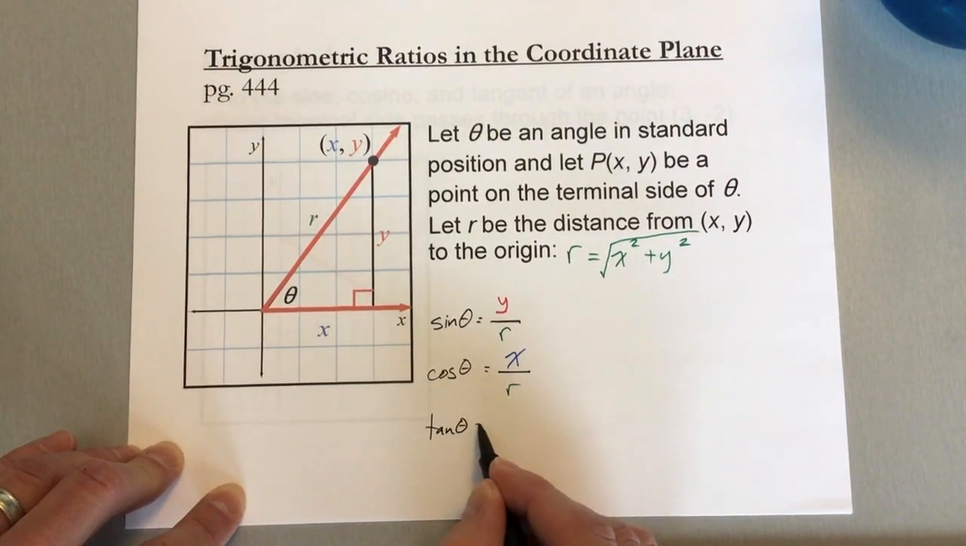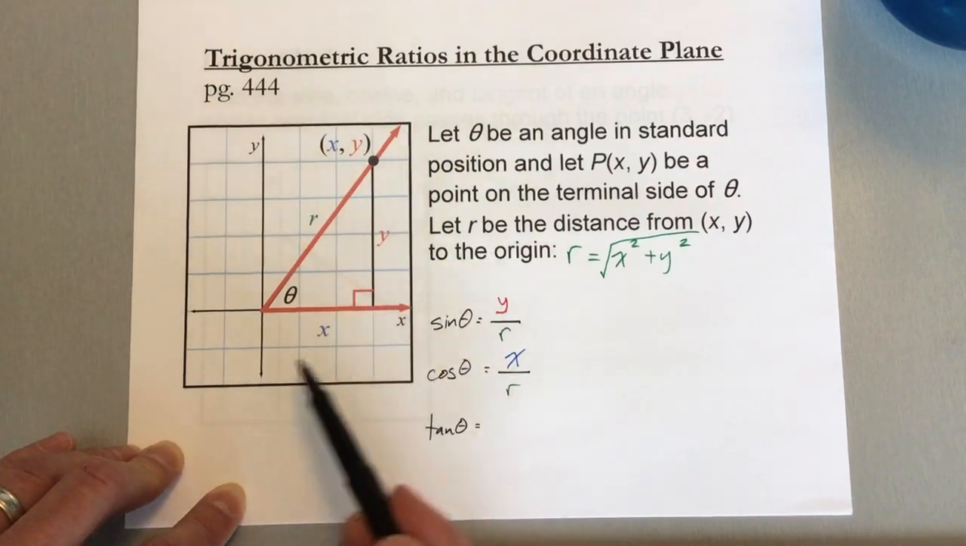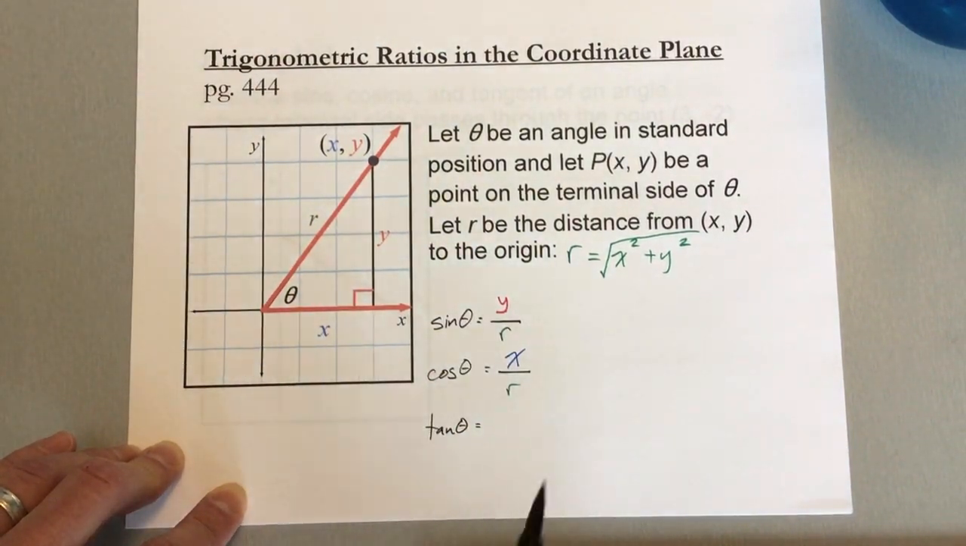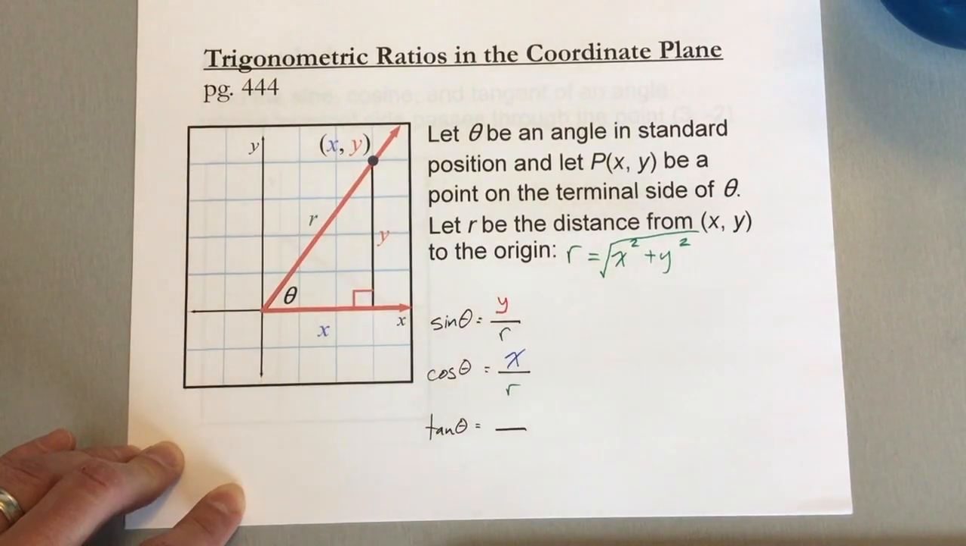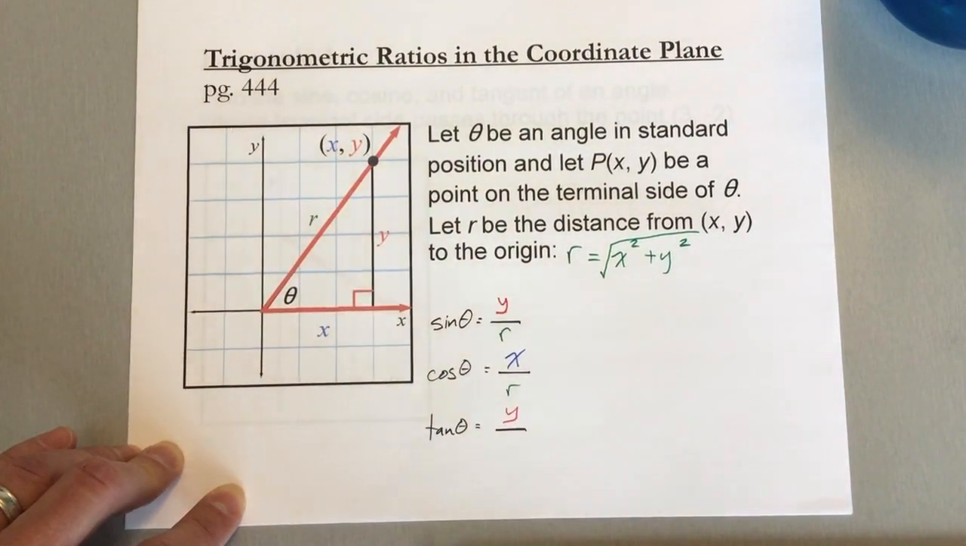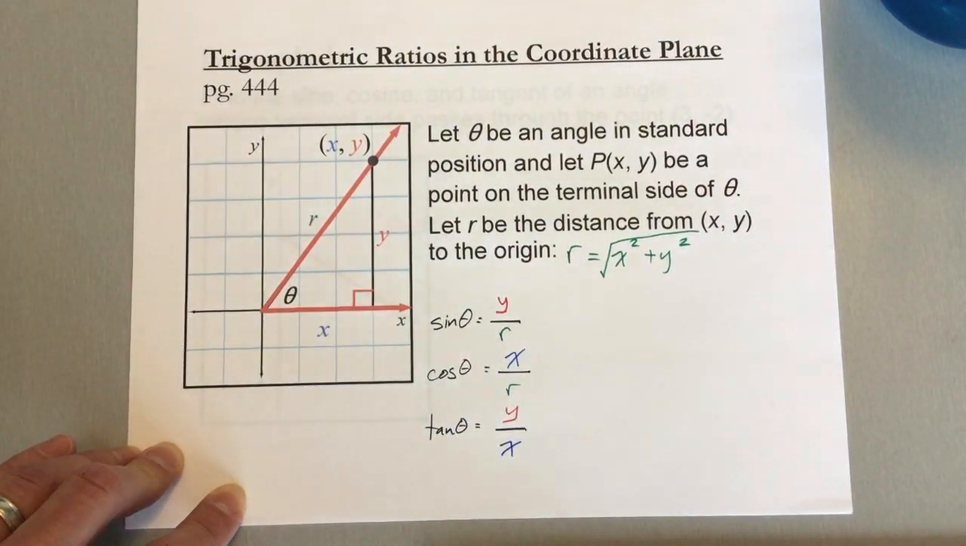To find the tangent of an angle, you can still use a triangle, but if you know the coordinates that angle's terminal side passes through, you could find that angle's tangent by taking the y coordinate that it passes through and dividing it by the x coordinate.